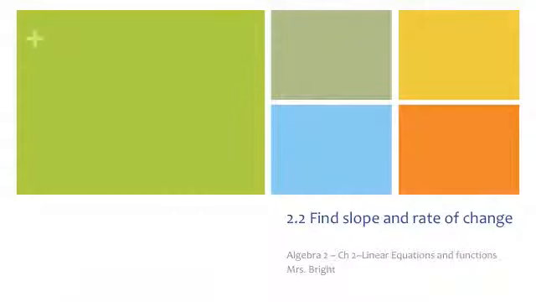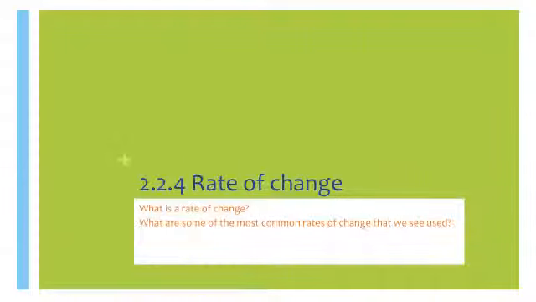The last section of 2.2, find slope and rate of change. Now we get to rate of change. What do we mean by rate of change? And what are some of the most common rates of change that we see used?